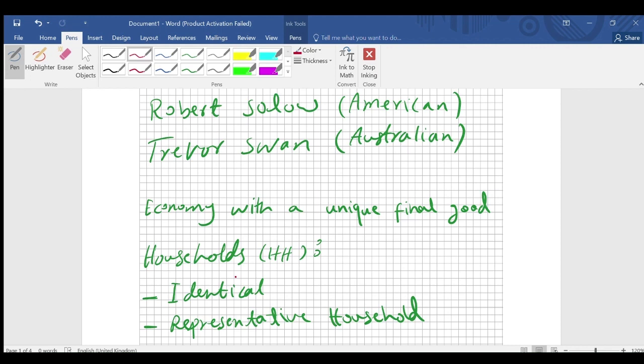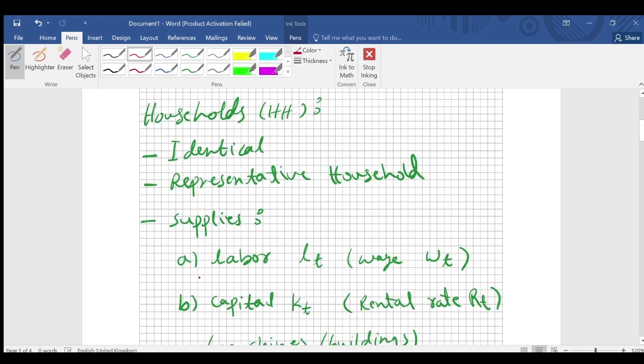So let's consider an economy with a unique final good. In this economy, a large number of households are living, and we're assuming that all these households are identical. They're exactly the same. Because all the households are exactly the same, we can choose a representative household, and we can work with that in our model.